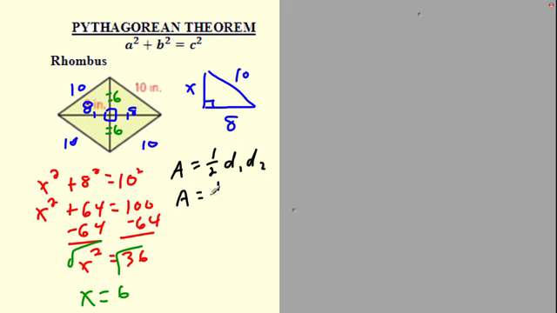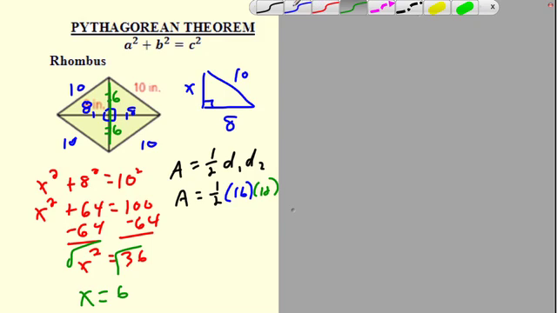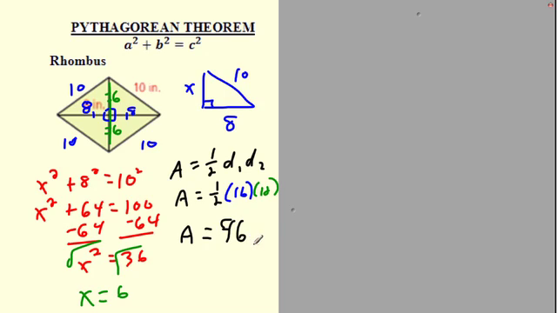Let's plug them in. So we've got half of, what's diagonal 1? Let's do the blue ones. So we got 8 and 8 is 16. And diagonal 2 is 6 and 6. So add them together, you get 12. So it's the whole diagonal there. And just multiply this out. We are going to end up with 1/2 of 16 is 8. 8 times that is 96, I believe. So we've got 96 inches squared.